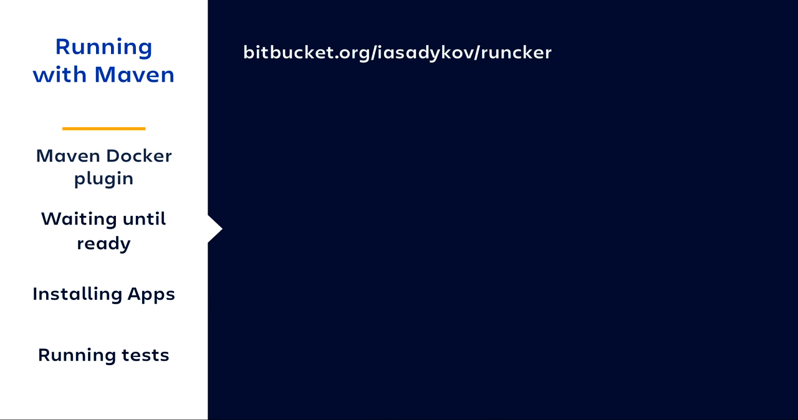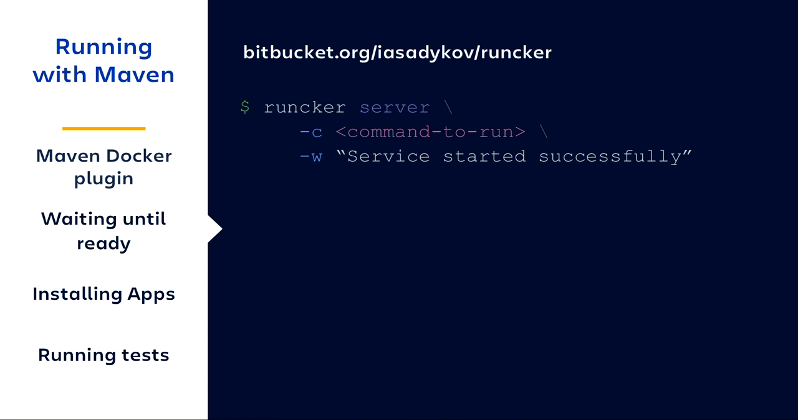So I've created this tiny tool specifically for this presentation. It's open source, you can use it. The idea is pretty simple. Basically, we replace the default command, which is intended to be run in a container, with runker. Runker stands for run in Docker. Runker has two modes. It has the server mode, so we replace the default command, which is intended to be run in the container, with runker server, and pass the underlying command that has to be run in the container to the server mode.